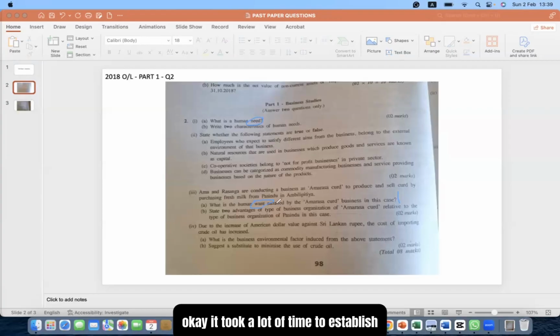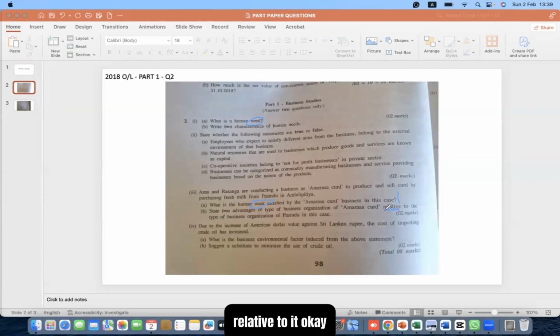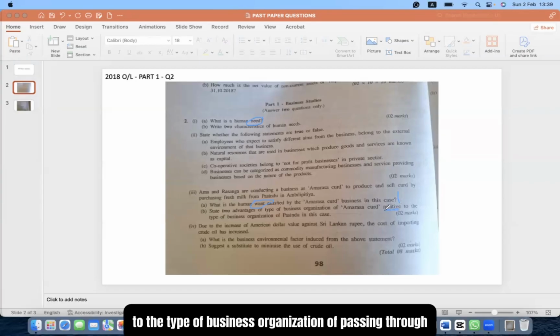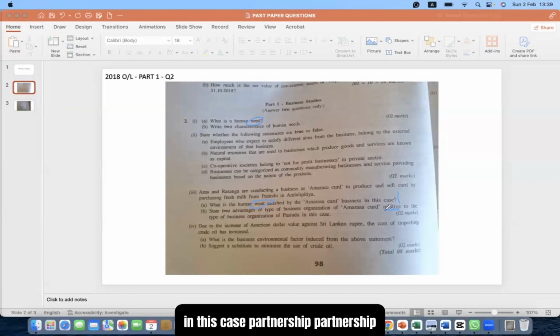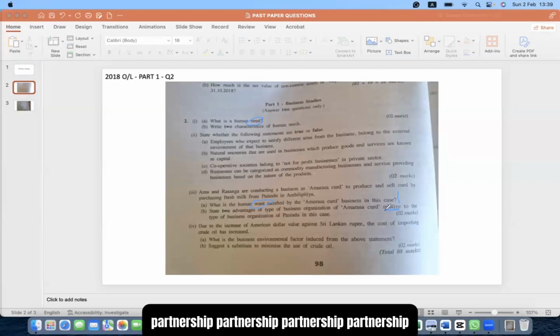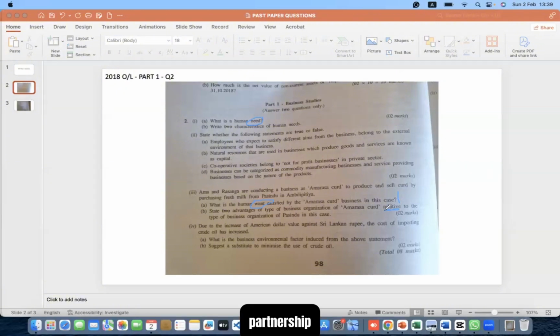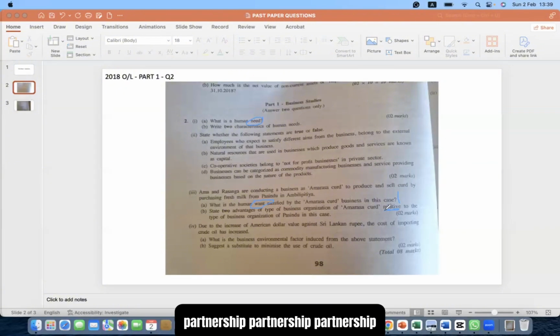Okay, එතකොට ඒක තමයි මෙතන අහන්නේ state two advantages of type of business organization of Amarasa curd relative to the, okay, the important part is they are asking for the relative to the type of business organization of Pasindu in this case. එතකොට අපි එක තේරුම් ගන්න ඕනේ Amarasa curd කියන්නේ partnership එකක් කියලා තේරුම් ගන්නත් ඕනේ. Pasinduගේ business එක sole proprietor එකක් කියලා තේරුම් ගන්න ඕනේ. එතකොට මොනවද partnership එකක තියෙන benefits? So what are the benefits that a partnership has compared to a sole proprietor?